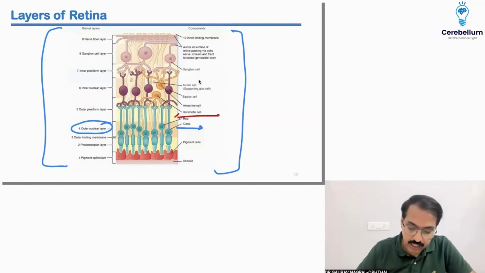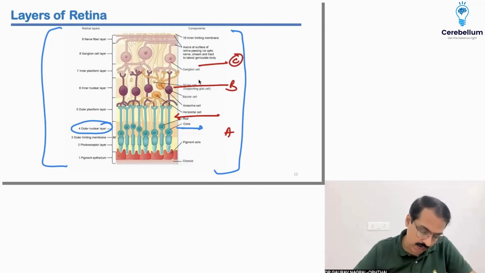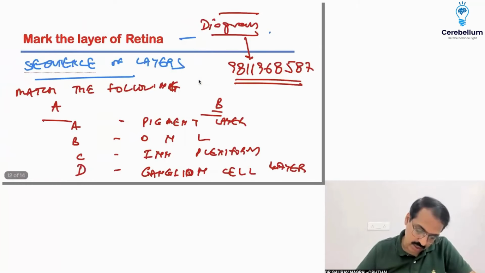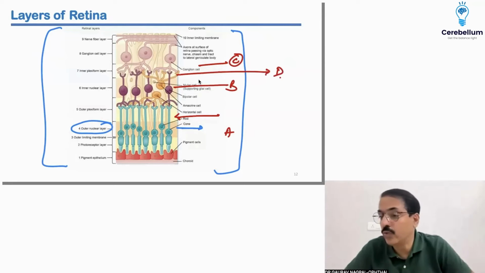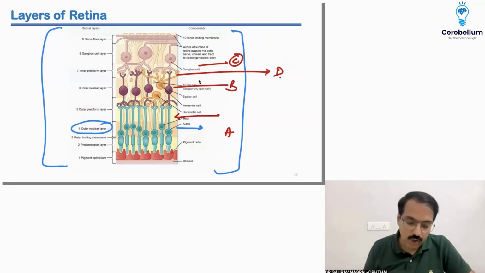In this one, they had given you the choices of A, B, C, and D. A, inner nuclear layer, C, ganglion cell layer, and D, the choice was inner plexiform, outer nuclear, inner plexiform. So they had given an inner plexiform also. Okay, so they had given these four layers. So this is very clear. I hope you were able to answer this correctly.